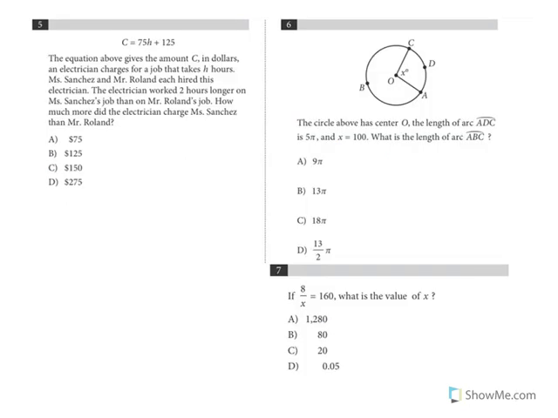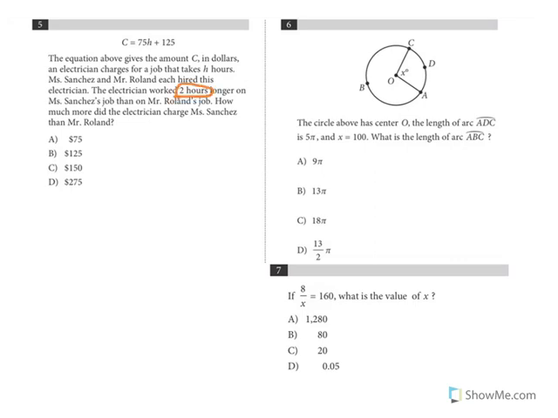C equals 75h plus 125. The equation above gives the amount C in dollars an electrician charges for a job that takes h hours. Ms. Sanchez and Mr. Rowland each hired this electrician. The electrician worked 2 hours longer on Ms. Sanchez's job than on Mr. Rowland's job. How much more did the electrician charge Ms. Sanchez than Mr. Rowland? All right, now looking at this, what it comes down to is 2 hours longer.